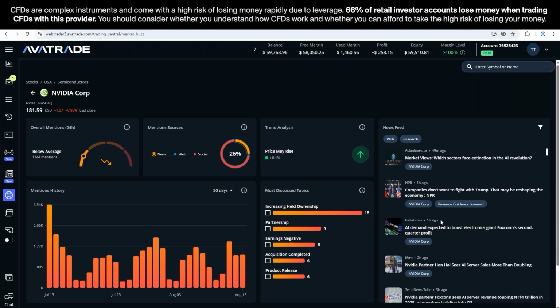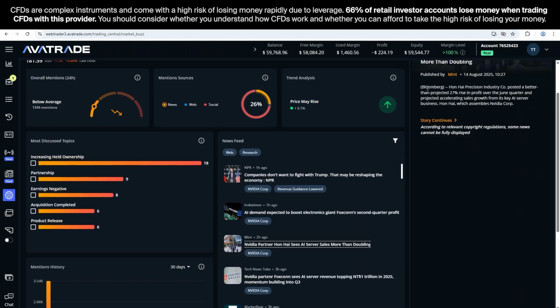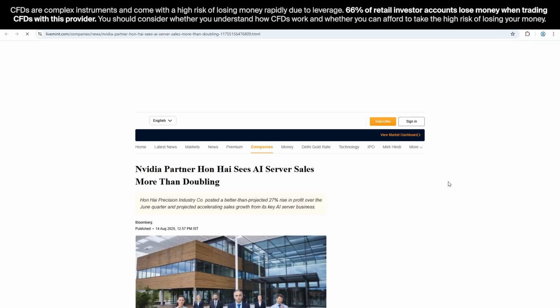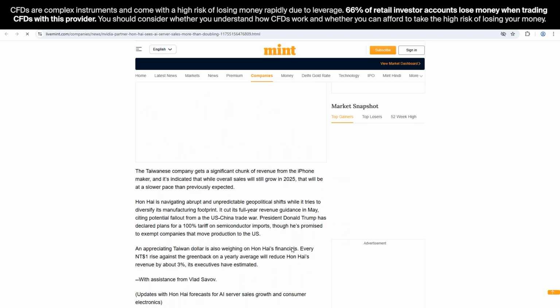We can take a look and quickly find the articles that relate to it. Okay, NVIDIA partner Hon Hai sees AI server sales more than doubling. Well, that sounds positive. If it's a partner, it means if they're doing well, that's helping NVIDIA do well with their bottom line. So you might want to read that article. Here's a summary from Bloomberg, or you can click and read the entire article, and make up your mind for yourself straight from the source.